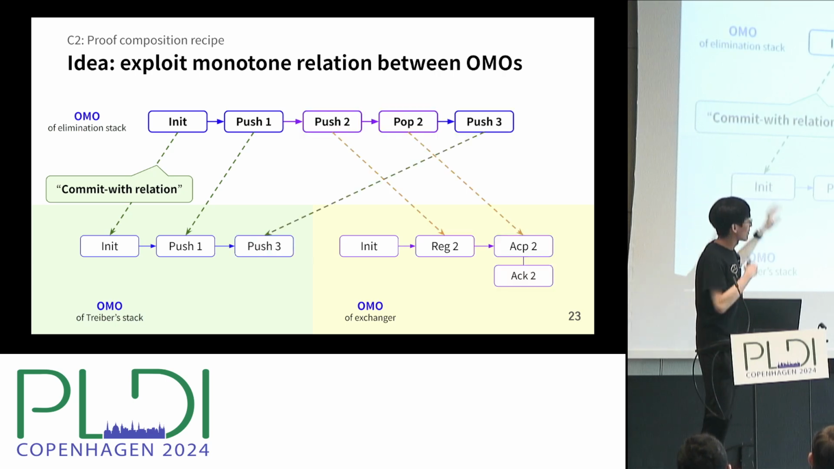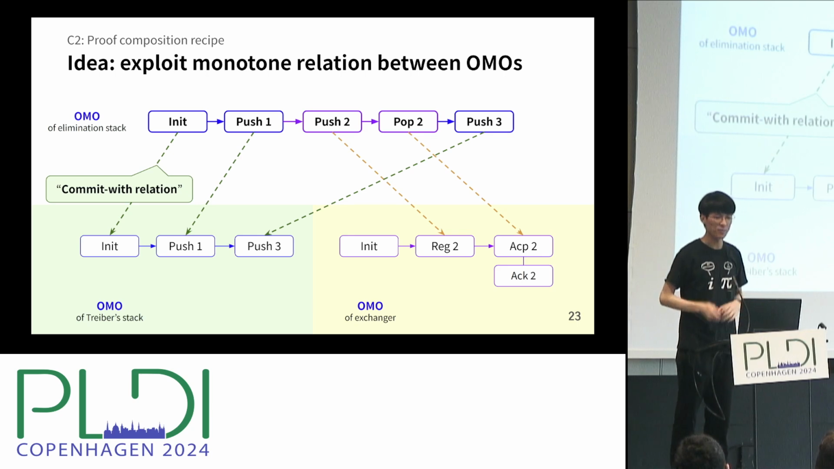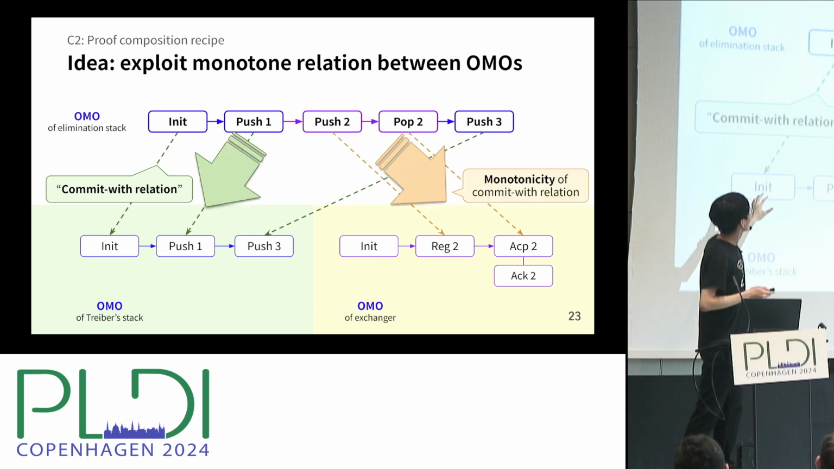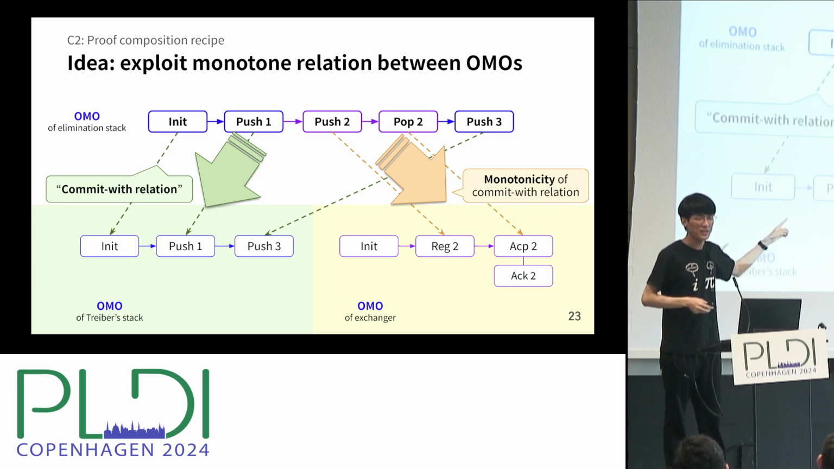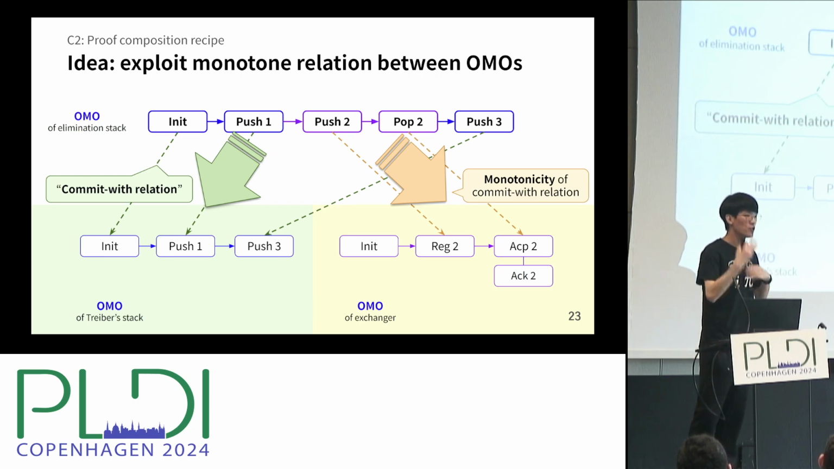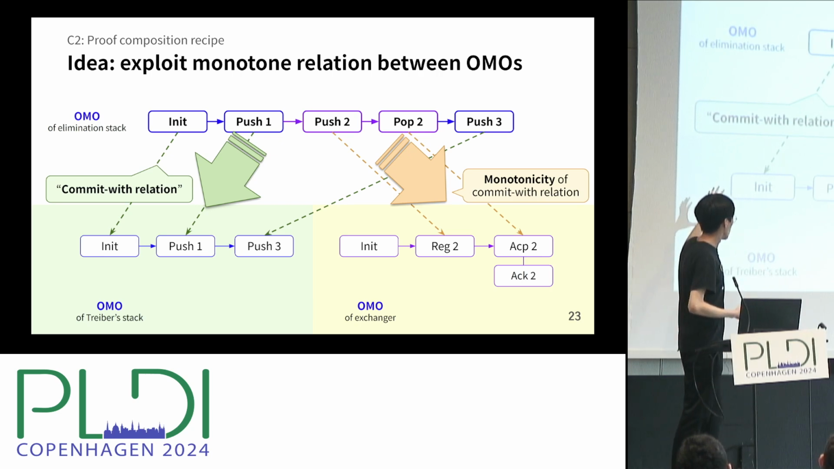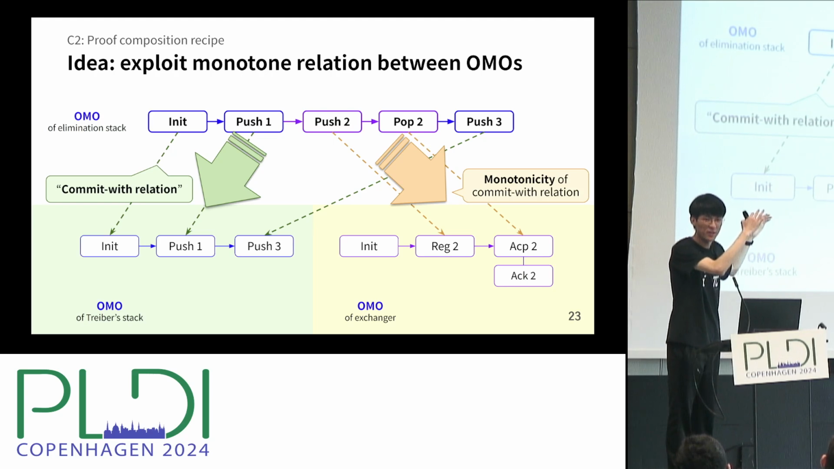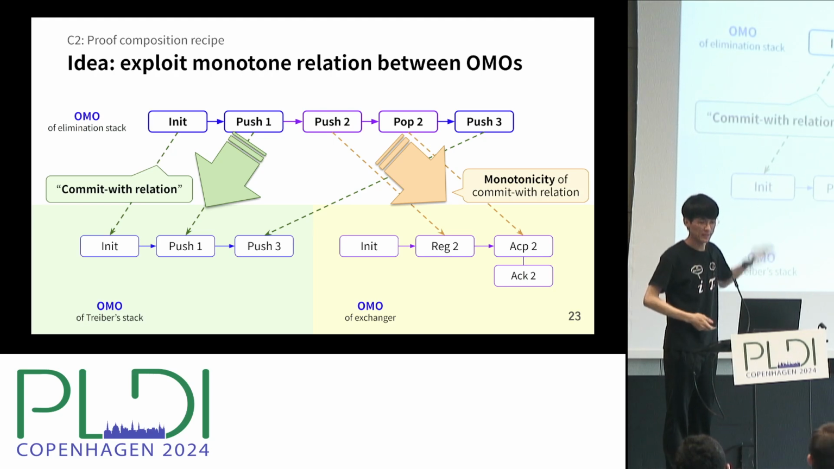We can continue to establish this relation, and up to this point, we can see that this relation usually satisfies monotonicity. And this monotonicity is very important because it gives us a new viewpoint: the lower level OMO can be viewed as a projection of the upper level OMO. This is the structural similarity that I want to exploit.